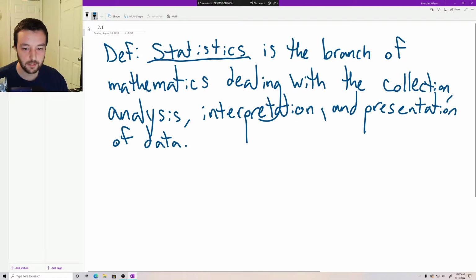Presentation of data would be like, do you use a bar graph? Do you use a pie chart? Do you use a line graph? How should we present the data? What are the key characteristics of the data we should present? Like, should we look at the average? Stuff like that. That's in chapter 1 a little bit and in chapter 2 a little bit, so we will see some of that.